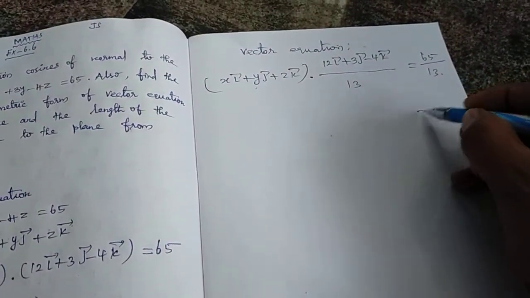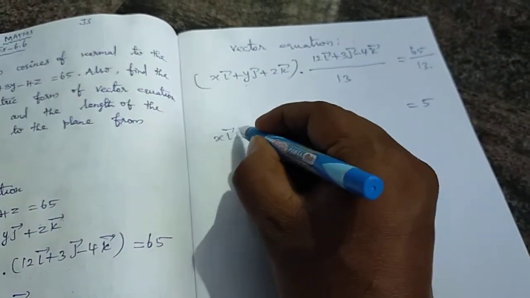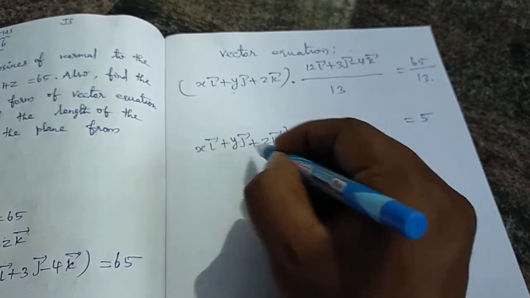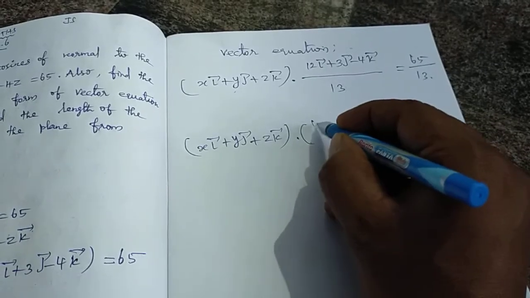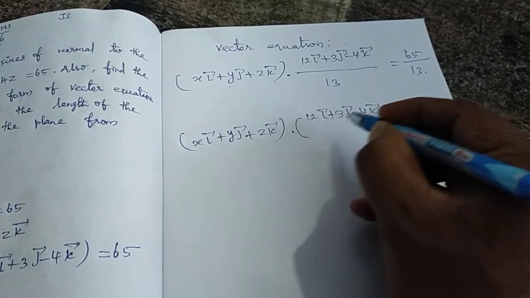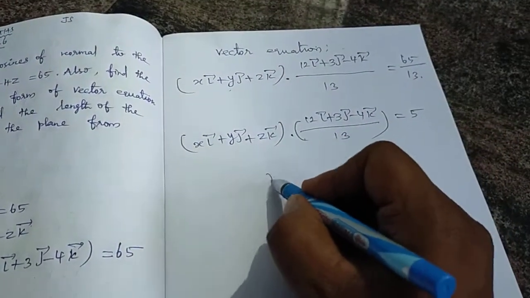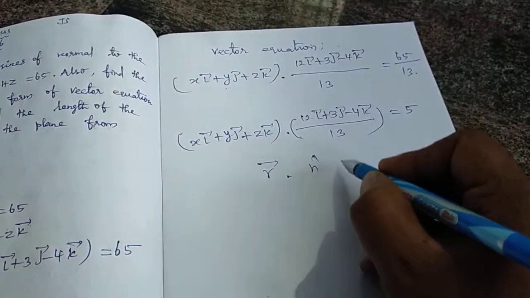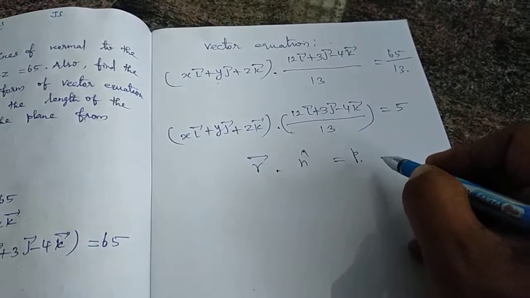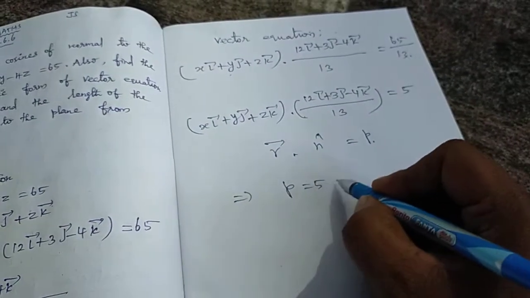So when you cancel, 5 times 13, we get x i vector plus y j vector plus z k vector dot 12 i vector plus 3 j vector minus 4 k vector divided by 13 equal to 5. So this is in the form of r vector dot n cap equal to p. We know that p is the distance from the origin. Can you understand, children? Which implies p is equal to 5 units.